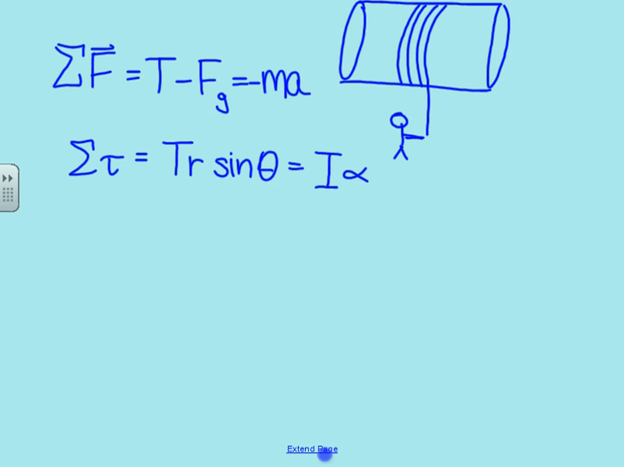We have two unknowns. Actually, looking at this, it looks like we have three unknowns, but we only have two equations. So clearly we need one more equation, because we don't know tension, we don't know acceleration, we don't know angular acceleration. The one other equation that we need is that angular acceleration is the linear acceleration divided by the radius. Three equations, three unknowns. We're good to continue on now.